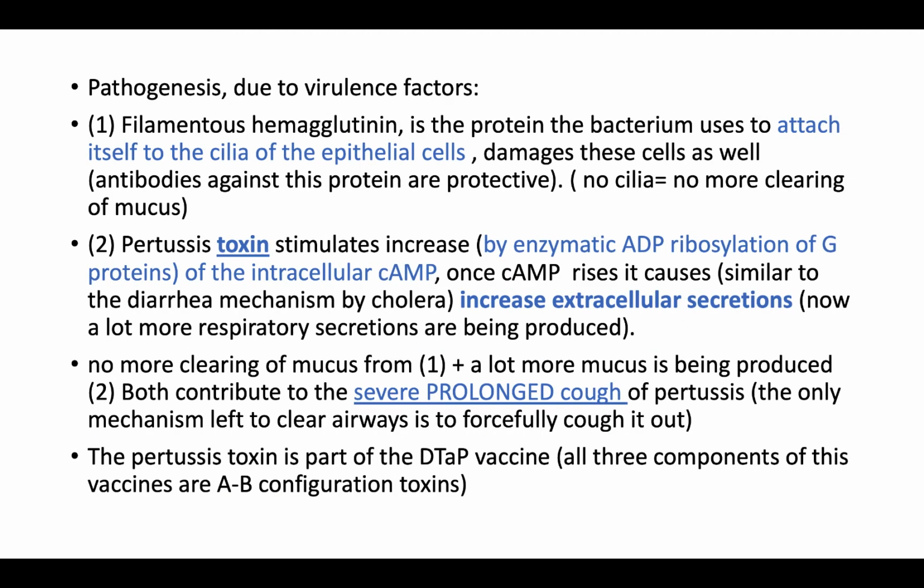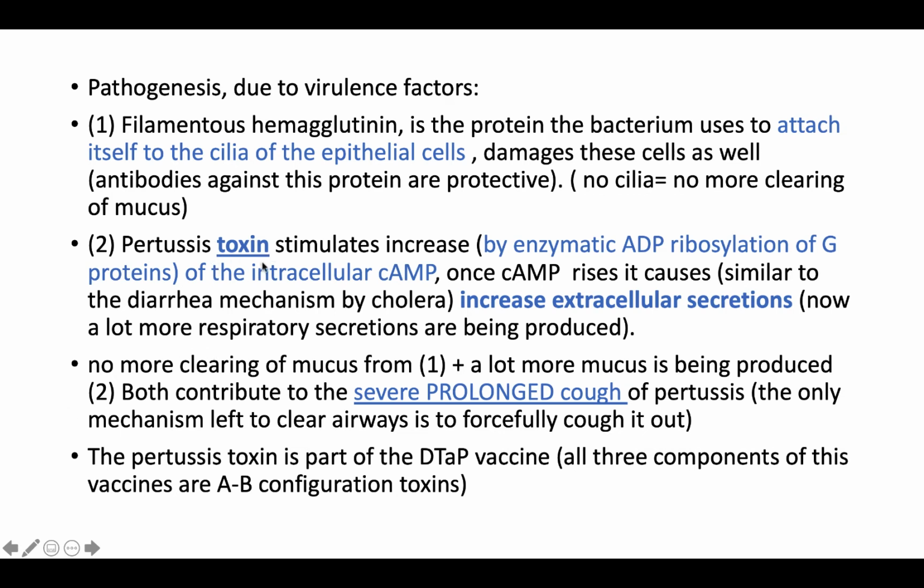Pertussis has a toxin. It also has direct invasion. Once it invades, it attaches to the cilia, kills them, and damages these cells, so there are no more cilia. So here we get the pertussis toxin.